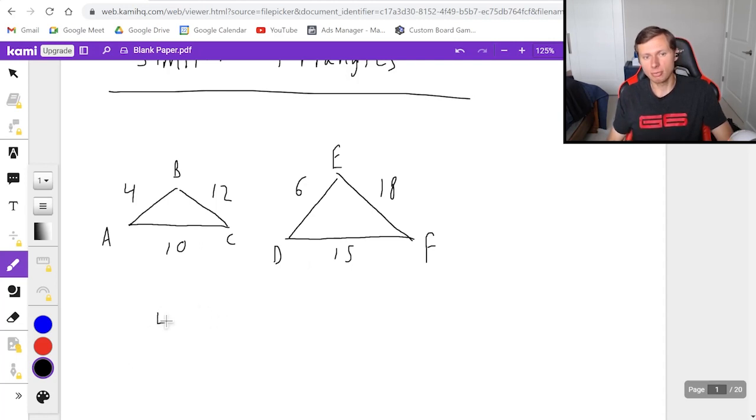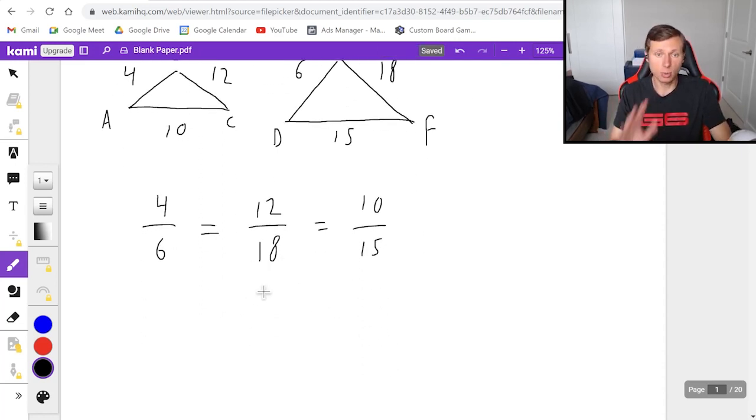So first, I'm going to write 4 over 6 because that is the side on AB. 4 corresponds to the side DE, which is 6. Put it over a fraction as each other, and then we're going to set it equal to the next side, which is 12 over 18. Again, I'm doing left on top, right on the bottom. And then another equal sign goes, and then I'm going to compare the two bottom ones, 10 over 15. And in order for these triangles to be similar, this equation needs to match. In other words, all of these sides need to be proportional to each other.